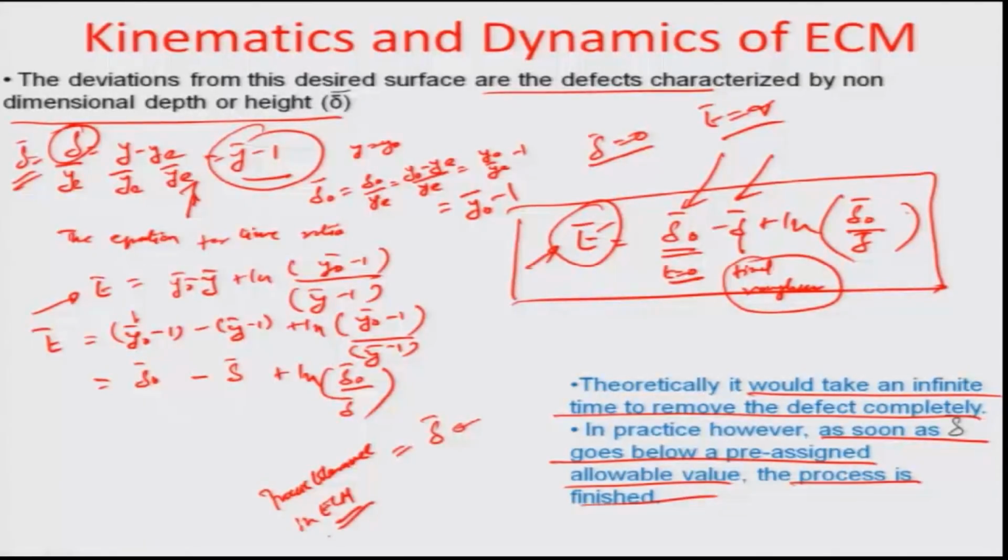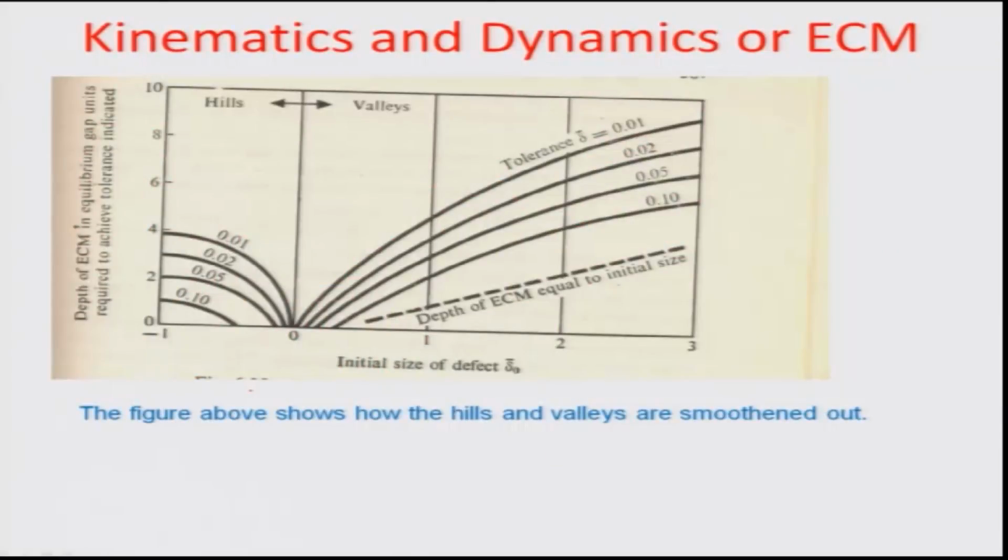Let us now try to look at again the T dash delta dash characteristics, just as we did the Y dash T dash characteristics. So, here in this particular illustration, for example, on the Y axis it is clearly shown depth of ECM in equilibrium gap units required to achieve the indicated tolerance level, and the tolerance level that is indicated is mentioned here as 0.01, 0.02, 0.05 and 0.10.